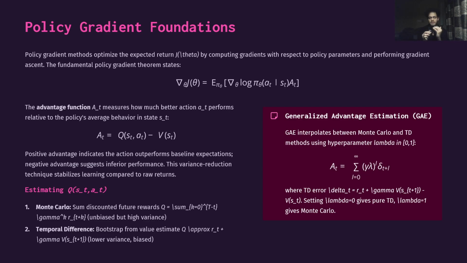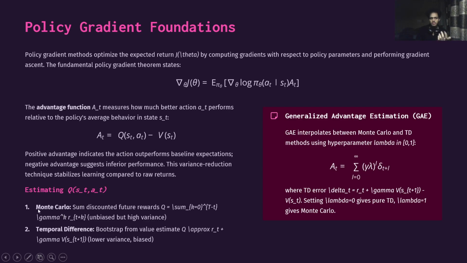advantage is a measure of how much the action that we currently took is better than the average action. Here it is given: it measures how much better action a_t performs relative to the policy's average behavior in a state s_t. Q is the actual return and V is the expected. Value is literally the expected returns. So a positive advantage indicates the action outperforms baseline expectations, and a negative one suggests inferior performance. So based on this, we scale the policy's outputs.